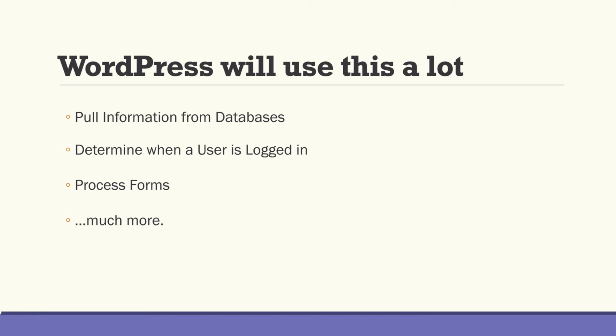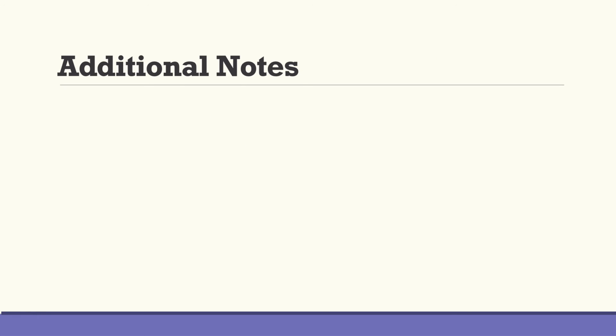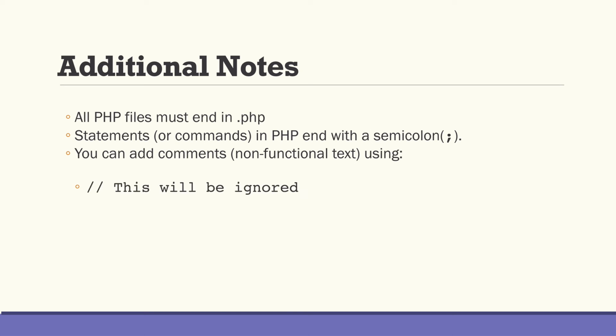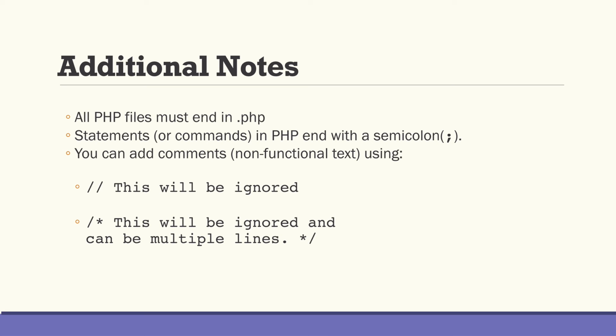On top of the opening and closing PHP tags, there are a few other important conventions to know. All PHP files must end in .php. Statements, or commands, in PHP always end with a semicolon. And you can add comments or non-functional text using 2 forward slashes or a forward slash and an asterisk at the beginning and then an asterisk and a forward slash at the end.